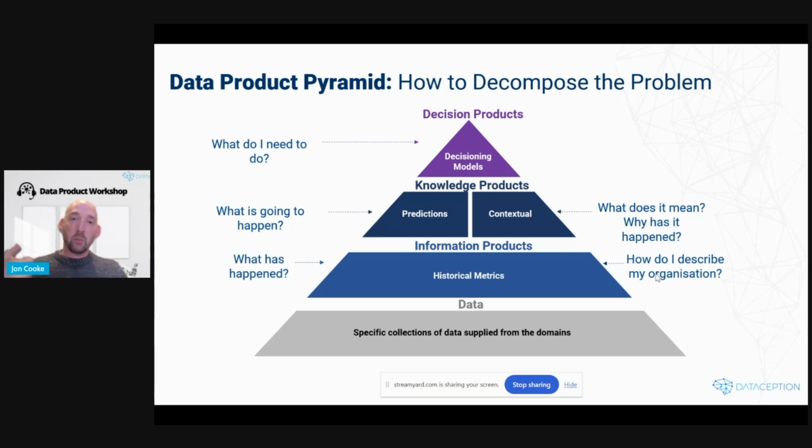So fundamentally, the top of the pyramid is the decision, the actual decision I want to make: what do I need to do? Then we drill down into what I need to make that decision. What's going to happen? That's a prediction. What does it mean? Why did it happen? That's contextual. Again, we talked about building graph models to bring that together. And on top of that, you need to understand what's happened, and then the data that's needed to do it. So we have this dependency hierarchy of components that form the pyramid, which gives you the final decision, the final outcome.